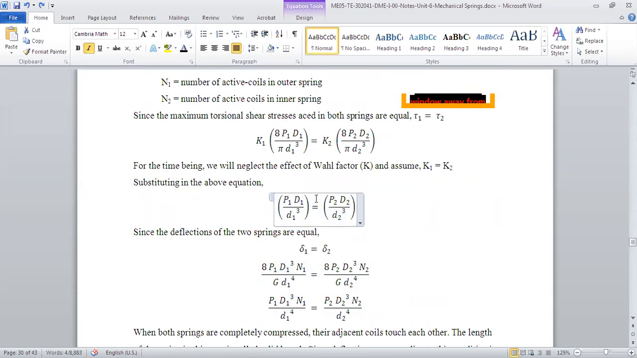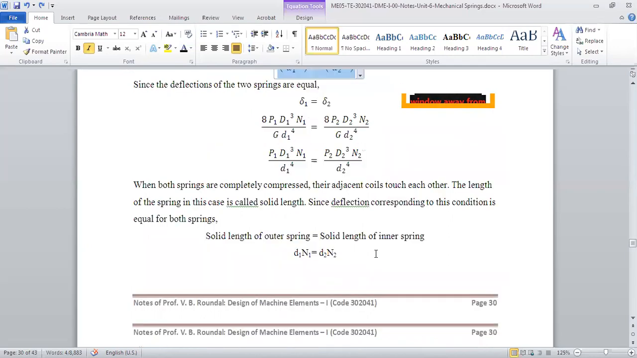Now again go back to this formula. Here, capital D1 upon small d1. Take out d1 cube as d1 square into d1. Again I will repeat. We are using this formula that is highlighted: P1 into capital D1 upon small d1 cube is equal to P2 into capital D2 upon small d2 cube. Here in the denominator, put d1 cube equal to d1 square into d1 and d2 cube equal to d2 square into d2. So capital D1 upon small d1 is equal to capital D2 upon small d2, which will cancel out because of this.